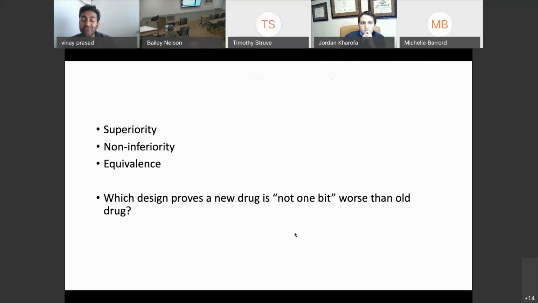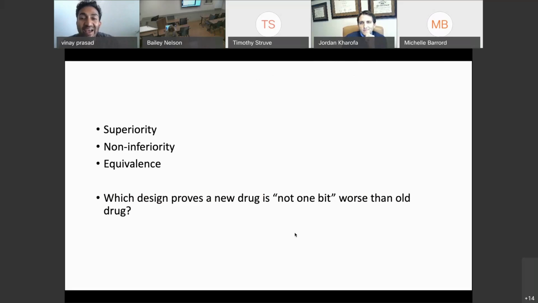Which study design proves that a new drug is not 1 bit worse than the old drug? If you really wanted to show the new drug or new radiation procedure is not even 1 bit worse than the old drug, which is the only design you can use? Great question. Equivalence, I think. Uh-huh. Or someone said trick. It's a good guess. Equivalence.